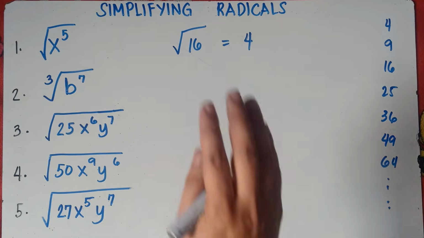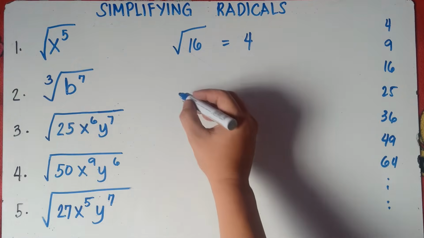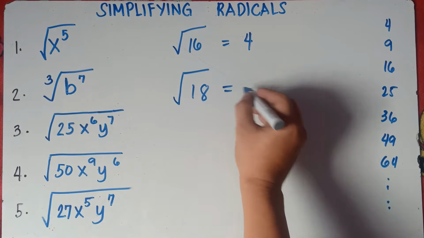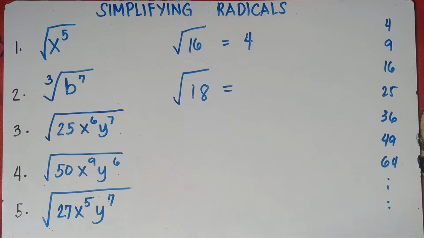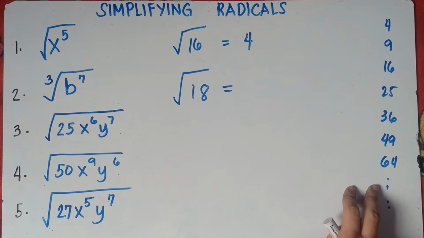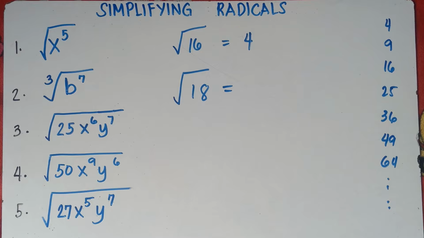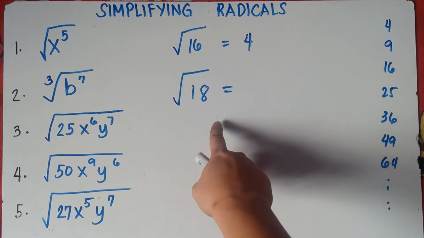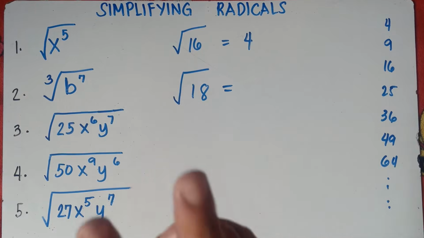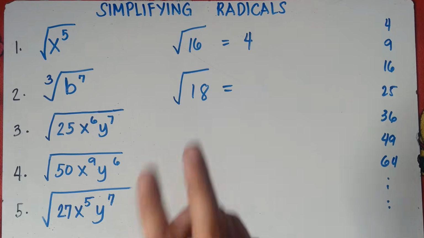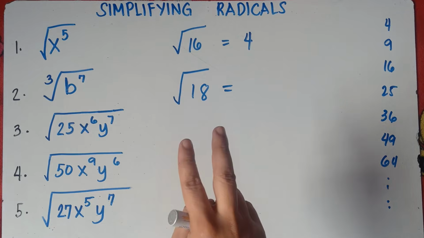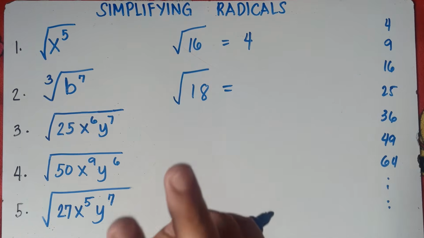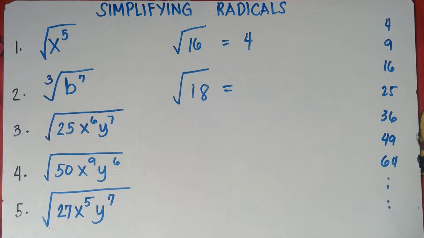Now, what if, class, the number is not a perfect square? What if we have the square root of 18? Is 18 a perfect square? Do we have 18 here in the perfect squares? Nope, we don't have. So the thing that you will do, class, is you find two numbers, one a perfect square and the other not, that when you multiply the two numbers, you will get 18. Okay, once again, you find factors of 18 that when you multiply the two numbers, you will get 18. One number is a perfect square, the other is not.